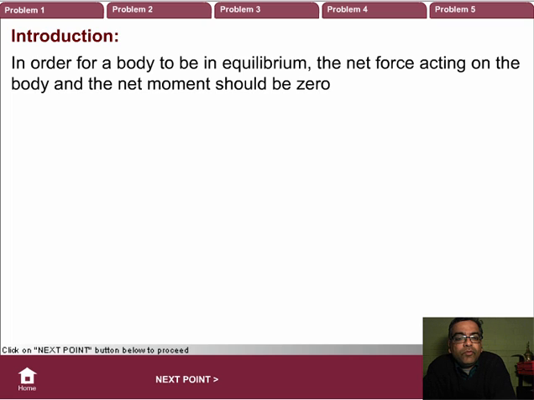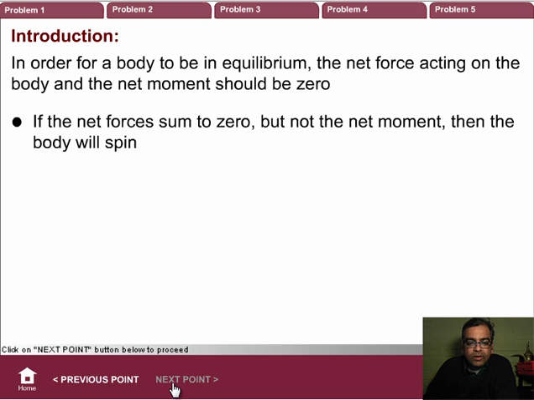A couple of things, so that we make sure. In order for a body to be in equilibrium, which means either it's stationary or moving at constant velocity, the magnitude of the velocity, that's the speed, has to be constant, and the direction of motion has to be constant. If those two conditions are met, the net force acting on the body and the net moment acting on the body should be zero.